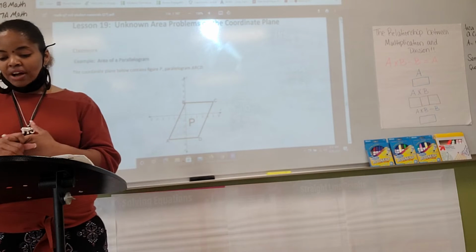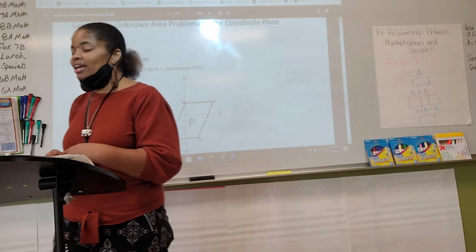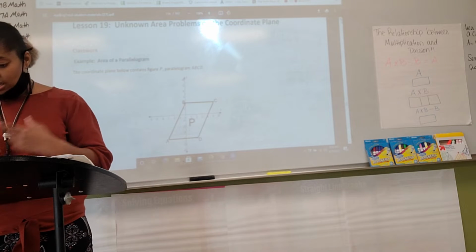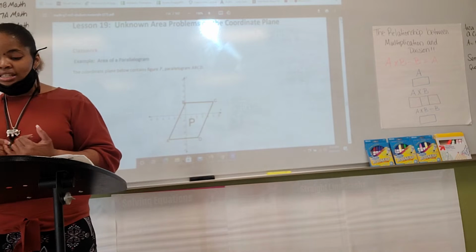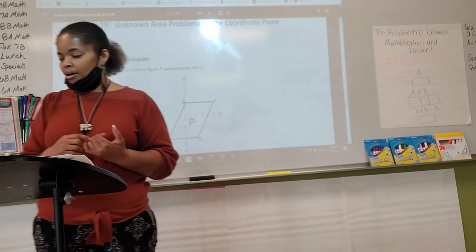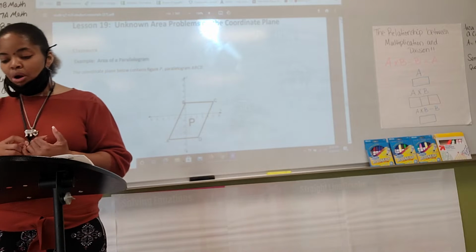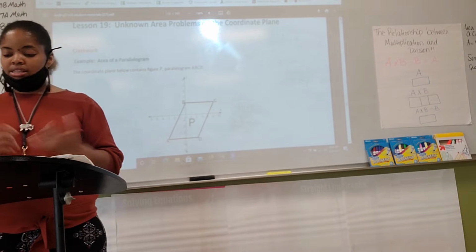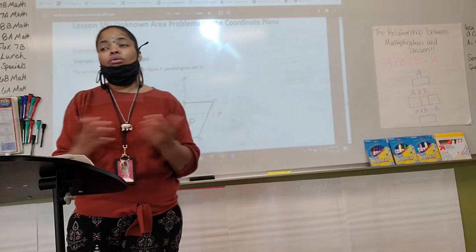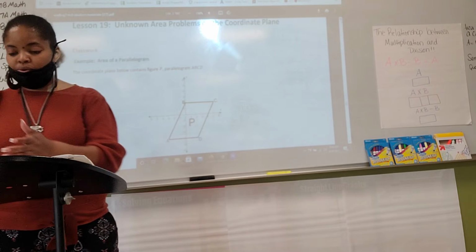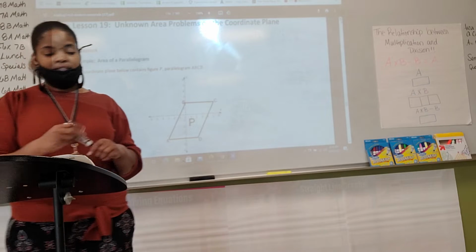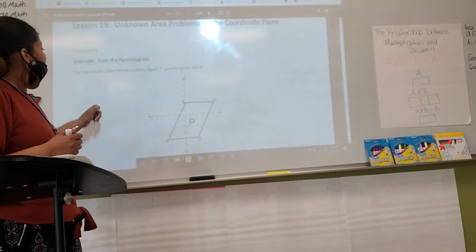Students find the areas of triangles and simple polygons, regions in the coordinate plane with vertices at grid points by composing into rectangles and decomposing into triangles and quadrilaterals. We'll get into what that looks like throughout this lesson. So let's look at the first page of our work.